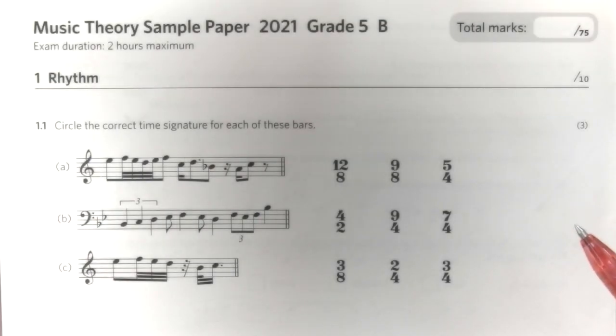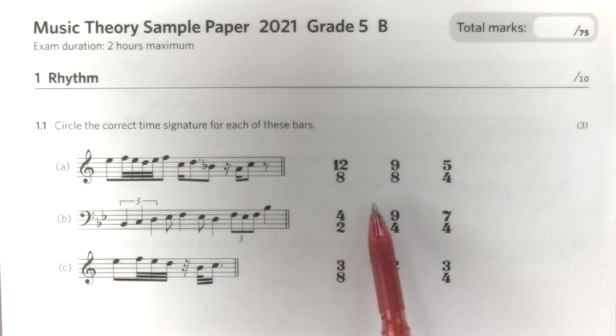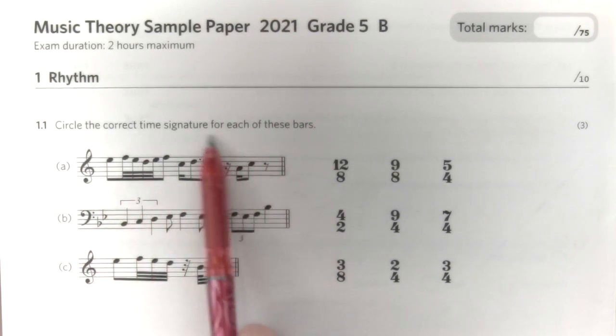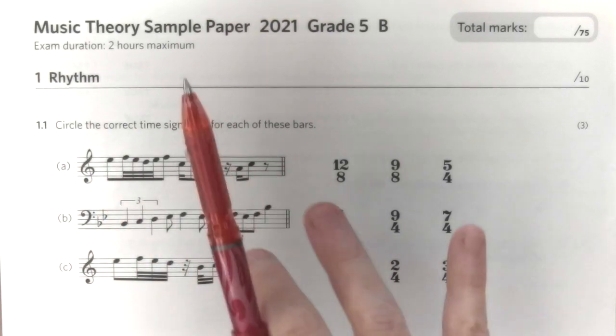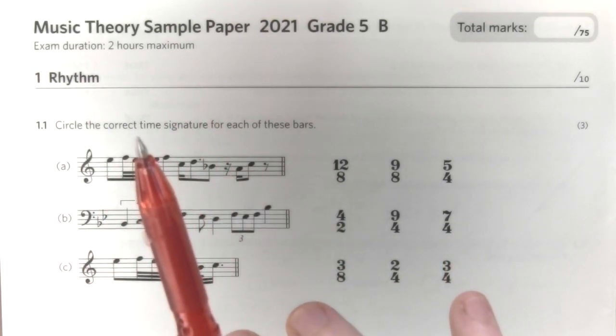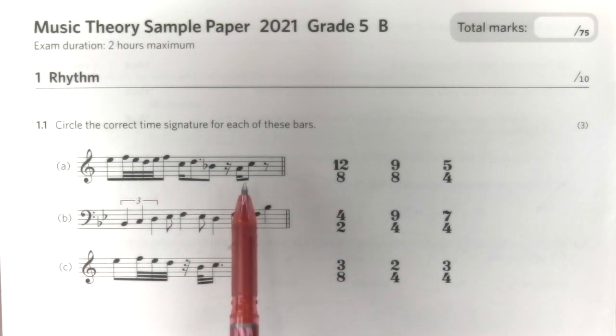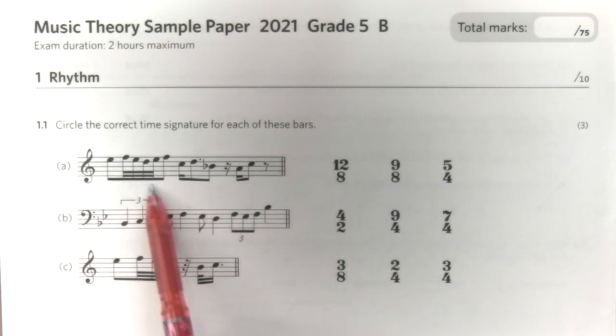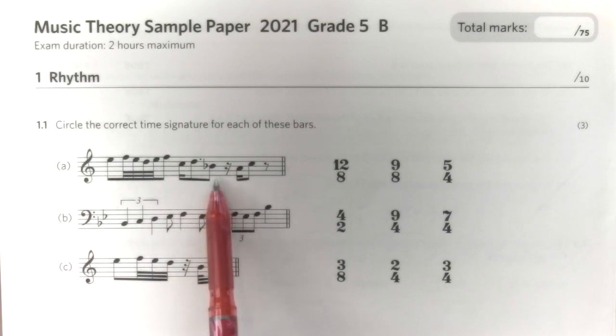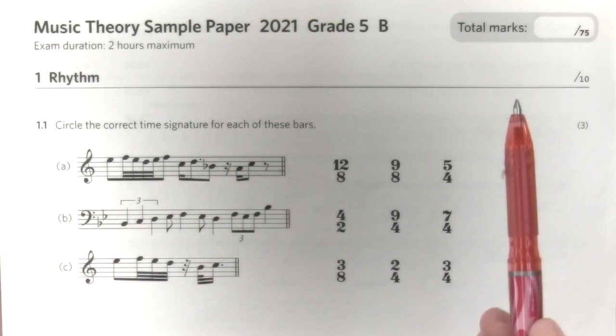First question of this B paper 2021. We need to circle the correct time signature for each of the bars. The first thing I always recommend is to have a look at the overall thing, from above, and see what you can notice. For example, here I see 3 groups of things. 1, 2, somewhere, 3. Now this rest could belong to this or this, I don't know it yet.